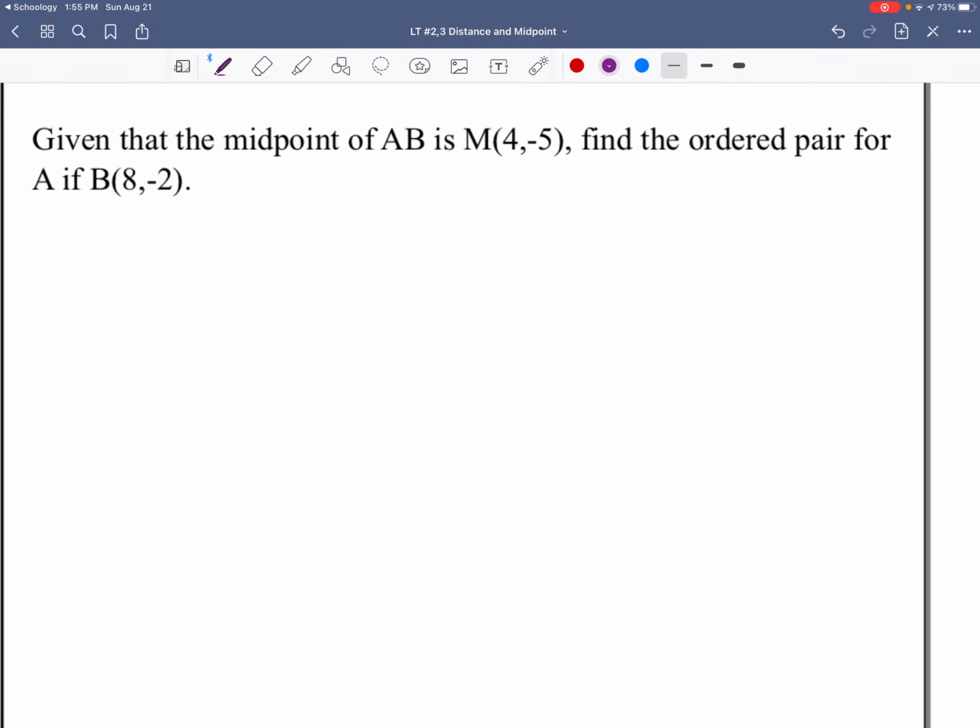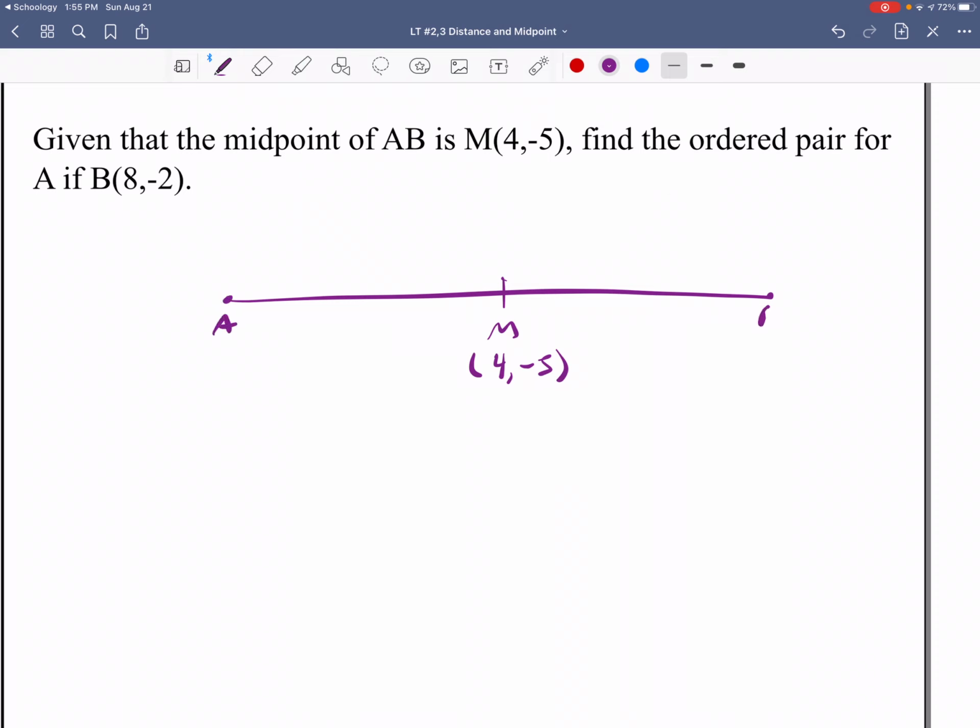All right, pause the movie, try this one on your own, and then press play when you are finished. So we've got the midpoint is at 4, negative 5. Find the ordered pair for A if B is at 8, negative 2.